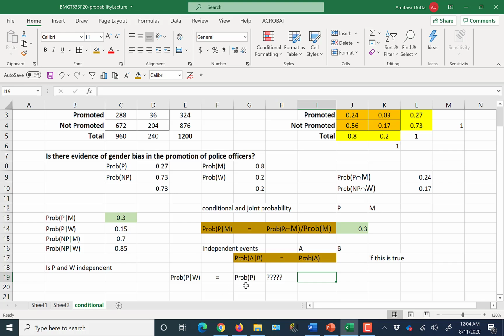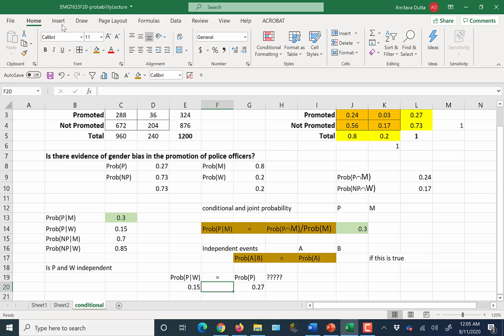Okay, so let's do the calculation. Probability of being promoted, we had done this before. I don't want to repeat the calculation. This is 0.27. We had already done that calculation here. That if I don't give you any gender, independent of gender, the probability of being promoted is 0.27. What is the probability of P given W? You see, it's the calculation that we had done. If I tell you the officer is a woman, the probability of being promoted is 0.15. The probability of being promoted, given that it's a woman, is 0.15. So this left hand side is 0.15. So these two are not equal, isn't it?